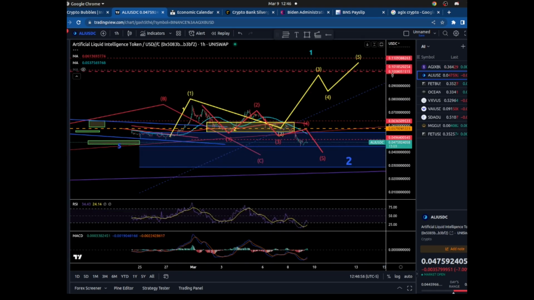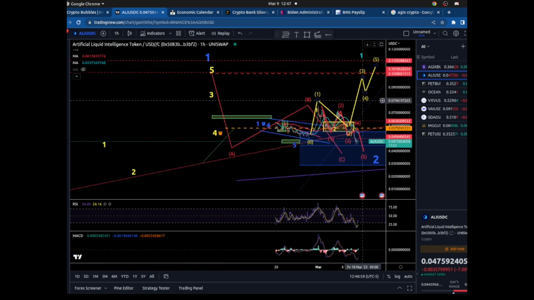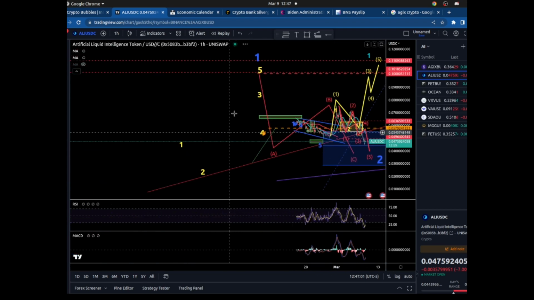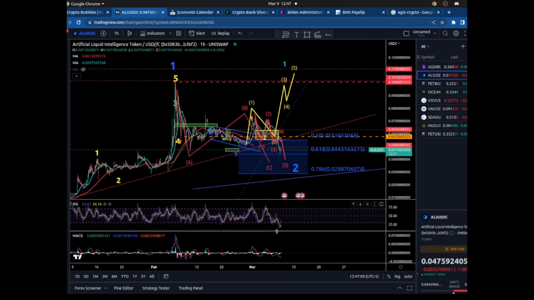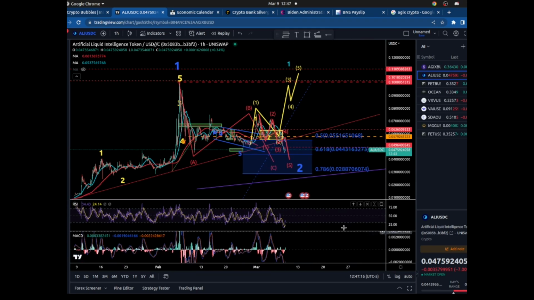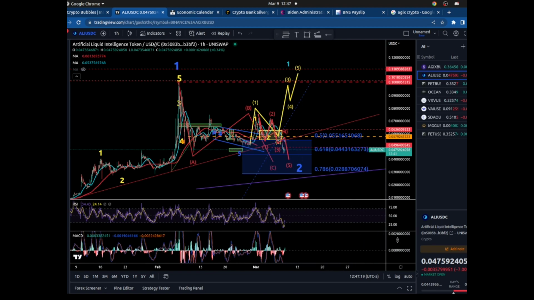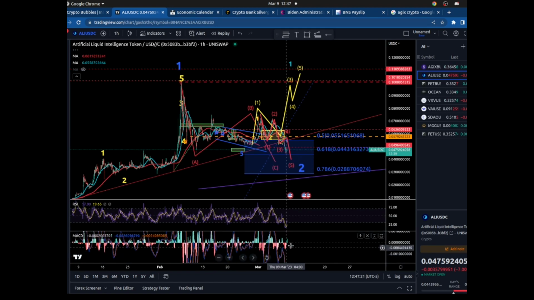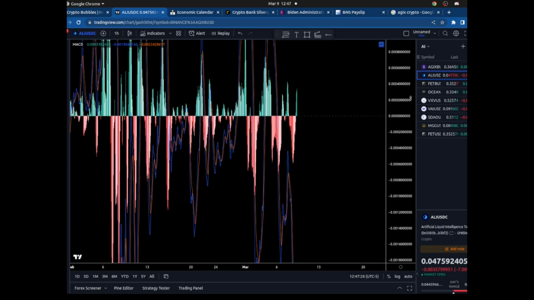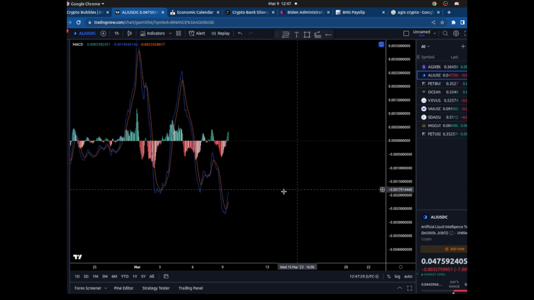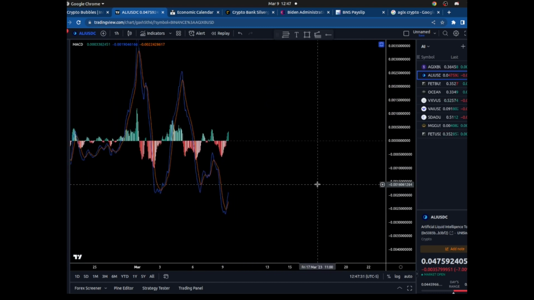So up to now we completed this 5 waves up, and we're doing this ABC correction. On the 1 hour chart we were oversold, and now we're trying to bounce back. Let's see if we can revert the tendency. And then also the MACD, now we are, let me scale in a little bit more. Okay, so we can see that we're bouncing back a little bit.